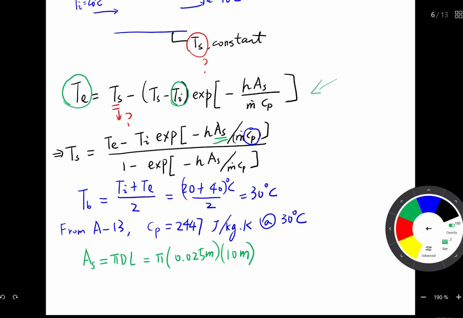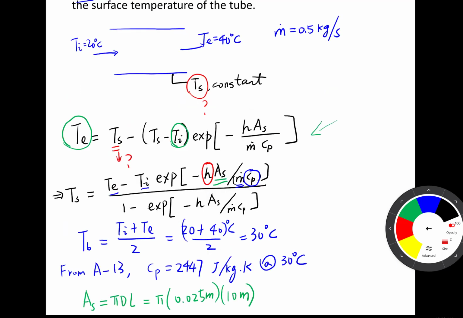And in this equation, mass flow rate is known, Ti and Te are known. The only unknown is h. So we need to find the convection coefficient between the liquid glycerin and the surface. Apparently, this is internal convection.